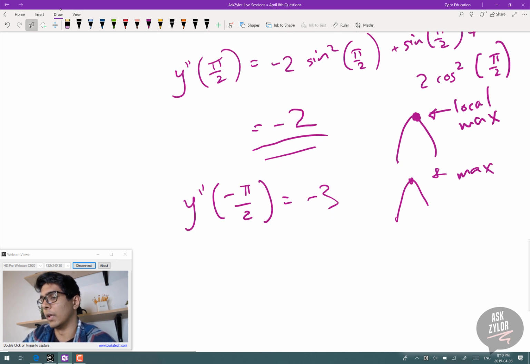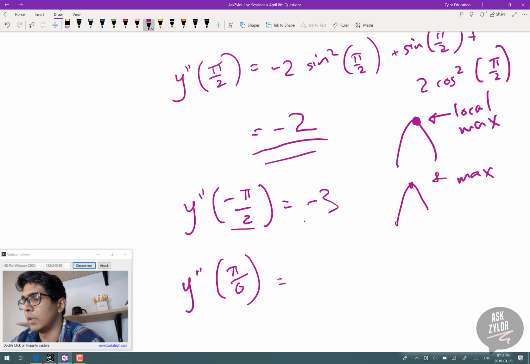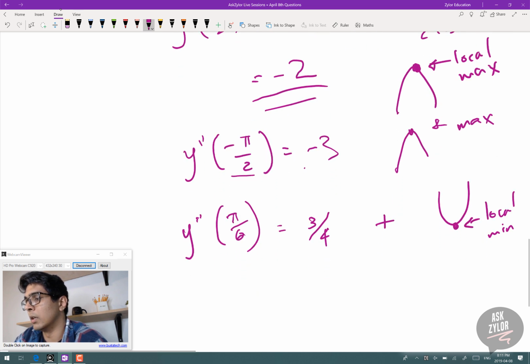So I'm going to go ahead and plug in pi over 6. I'm just skipping the steps because it's easy just to plug in these values into the x. So pi over 6 is going to end up being 3 over 4. So that's a positive number, meaning I have a concave down, meaning I have a local min. Right? Concave down means I have a curve that's opening upwards.